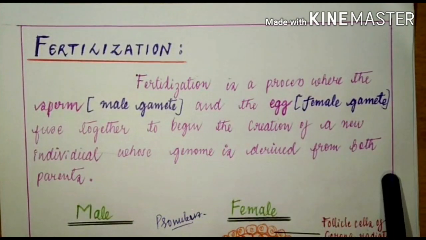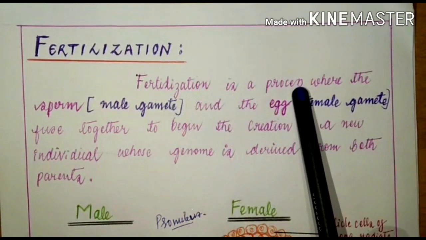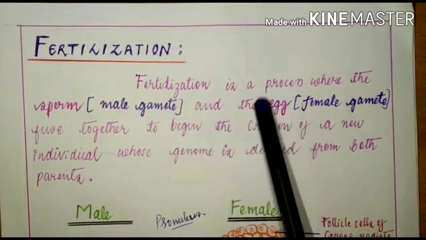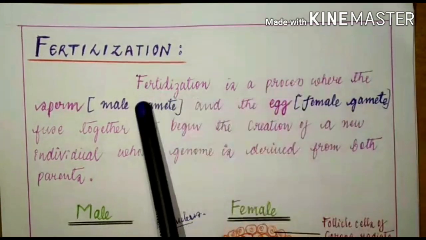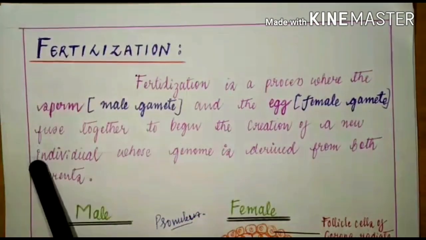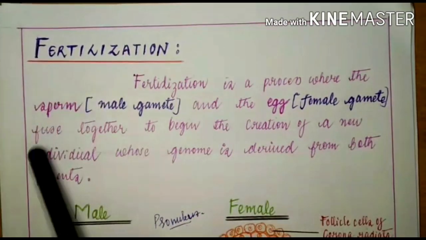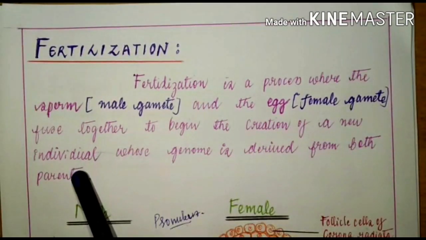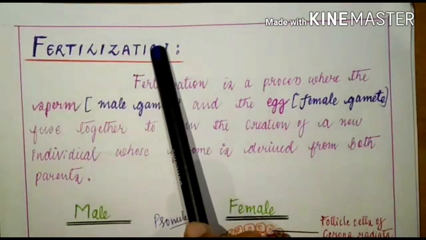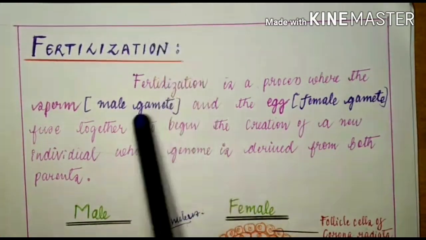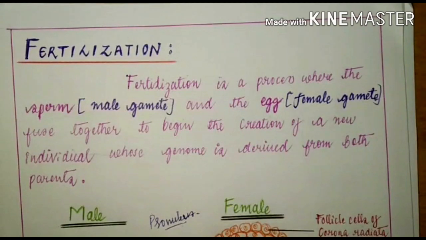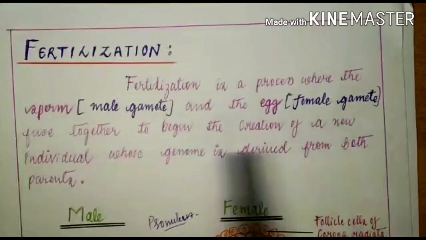I'll explain this. Fertilization is a process, right? The sperm, the male gamete, and the egg, the female gamete, will fuse together. This fusion will begin the creation of a new individual. This process we call fertilization. Got it? When the male gamete fuses with the female gamete, we get a zygote, right? The genome of this zygote will be derived from both the parents.